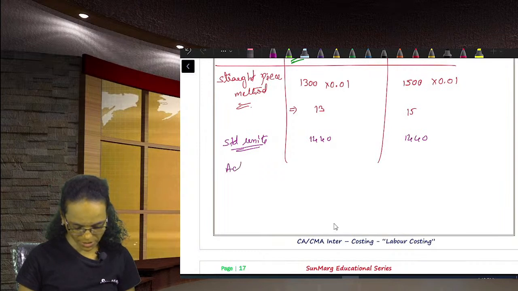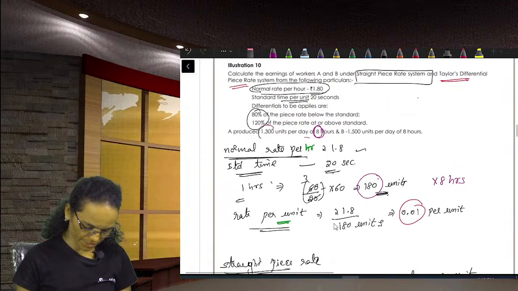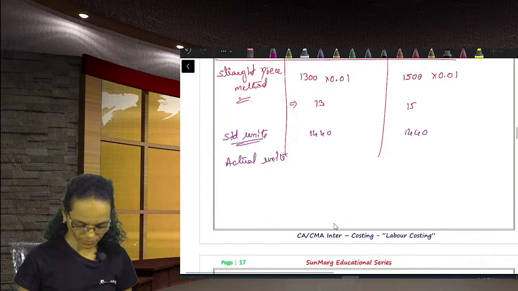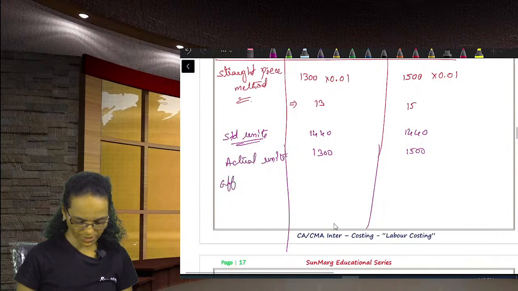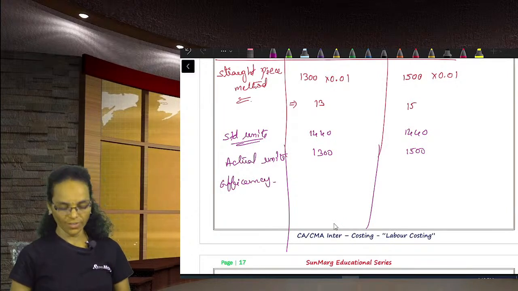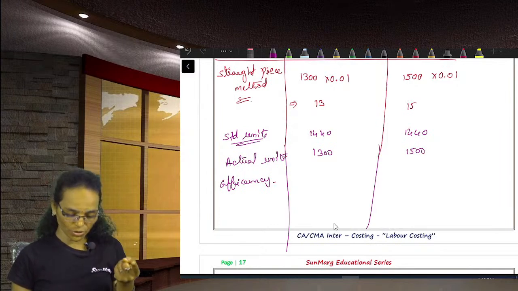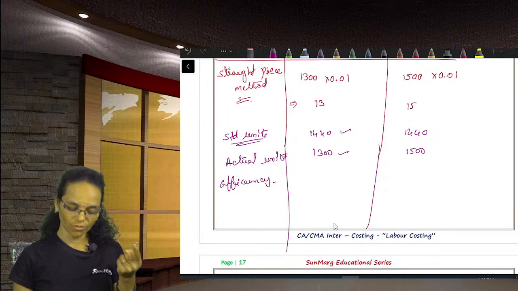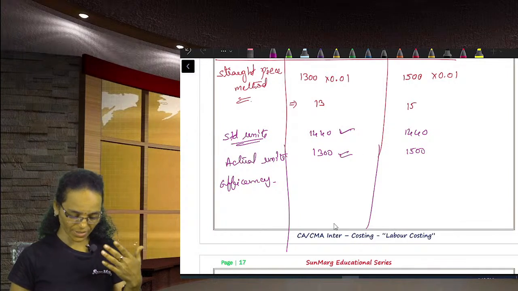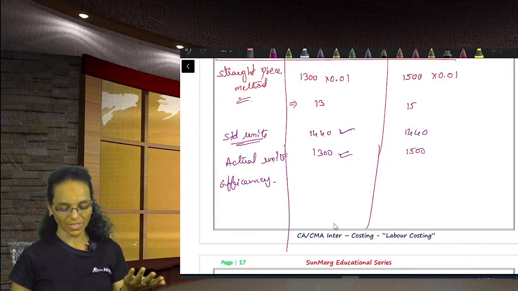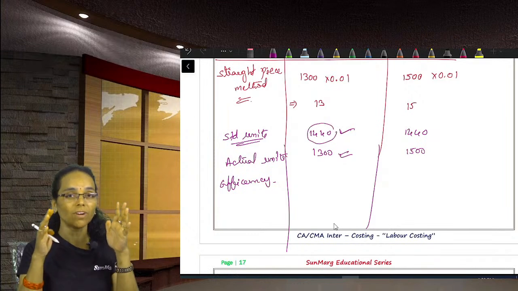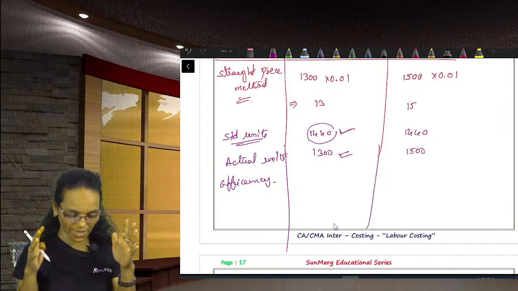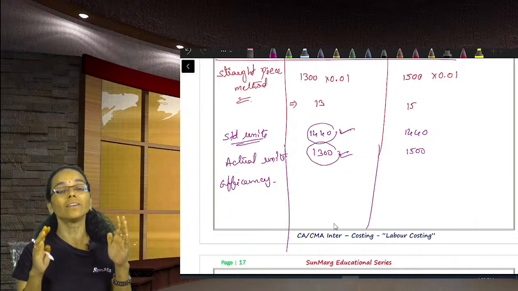But how many actual units have they produced? A is 1300, B is 1500. Now we need to calculate the efficiency. In the examination you may get a doubt: 1300 divided by 1440, or 1440 divided by 1300, that is, standard divided by actual or actual divided by standard. You need to keep one thing in mind. They gave us the target of producing 1440 units in a day, but we ended up producing only 1300 units.